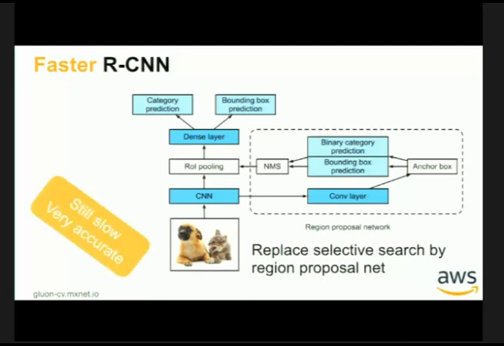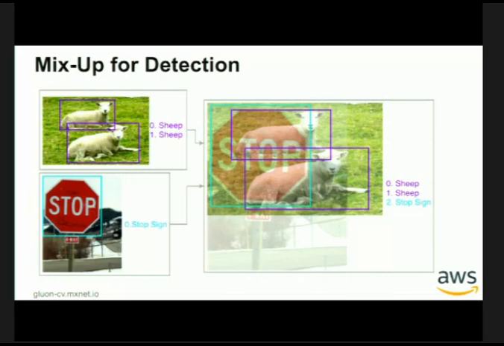Anyway, now, how do you actually make this thing accurate? Well, what you can do is use Mixup, the thing that I mentioned before, the alpha blending, also for detection. If you look at the picture on the right, there's a stop sign and 2 sheep. That's what you want to get.